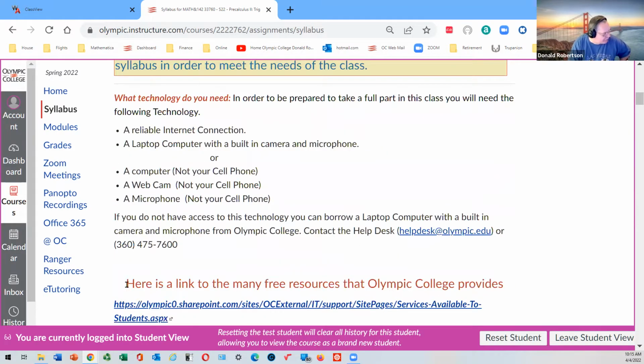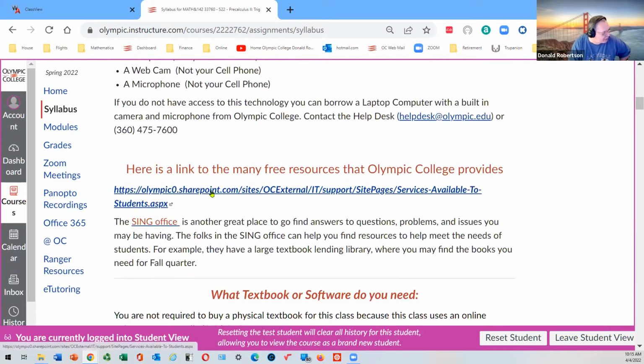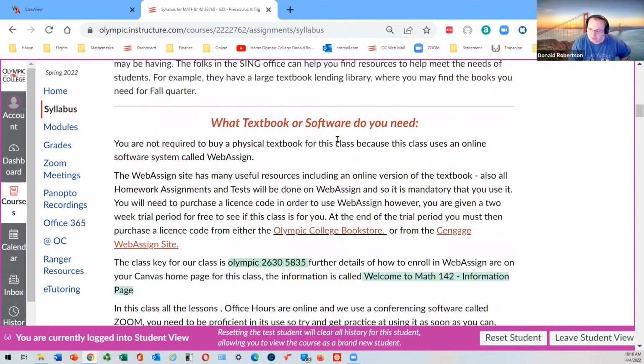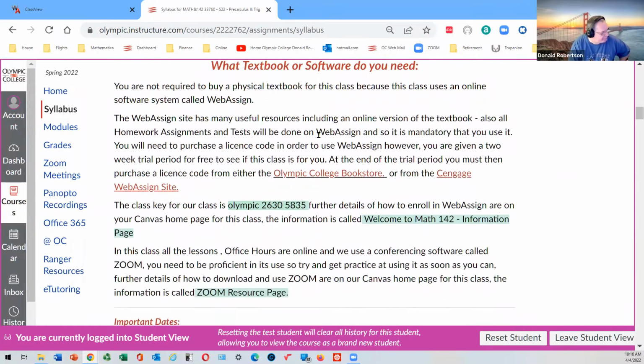You need this technology. There's a link. You can get loaners from the college. You know, you can get a computer loaner, for instance, if your computer dies on you. That's the link you would use. You don't need a physical textbook because WebAssign has an electronic version of it, an ebook, right? So you can save money that way.